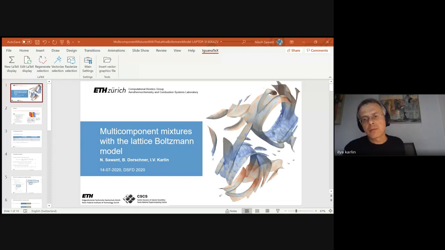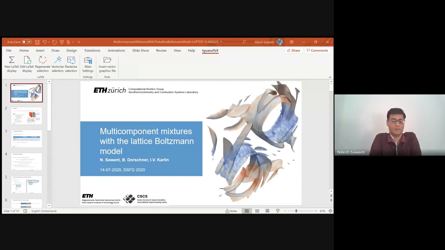Yeah, so today I'm going to talk about our recent work on multi-component mixtures with the lattice Boltzmann method. So the goal of our study was to create a lattice Boltzmann model which was fully coupled and compressible, and in which the species interaction is pairwise and it is with Stefan Maxwell diffusion.